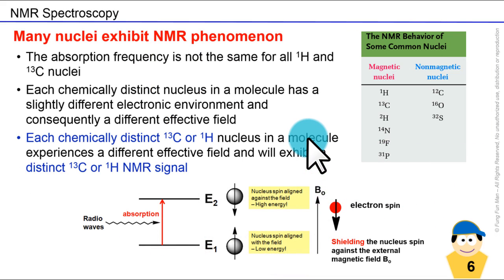Now, many different kinds of nucleus exhibit the NMR phenomenon. Not all of them, but most of them. So who are the magnetic nuclei? Proton, hydrogen 1, carbon 13, take note, not carbon 12, the most common abundant one. Hydrogen 2, deuterium, nitrogen 14, fluorine 19, phosphorus 31. The non-magnetic nuclei include carbon 12, oxygen 16, sulfur 32. So if we want to investigate these elements, you can't use NMR spectroscopy.